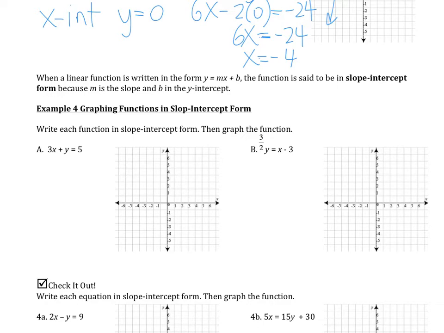So, first thing I'm going to do in this equation is move 3x over to the other side by subtracting. And then identify the slope m and identify the y-intercept b. So you plot the y-intercept. Y-intercepts are on the y-axis.